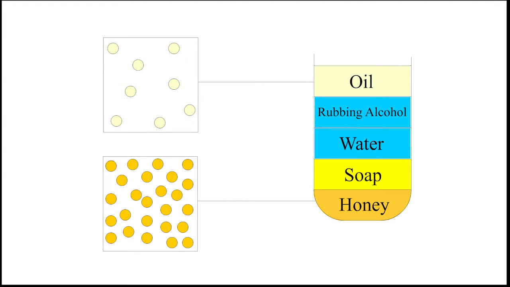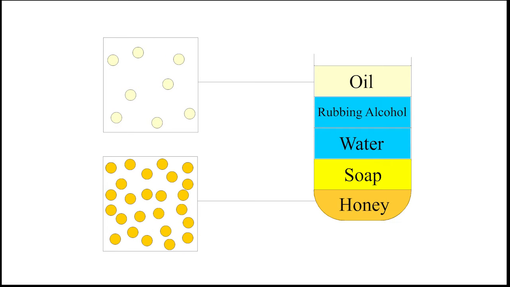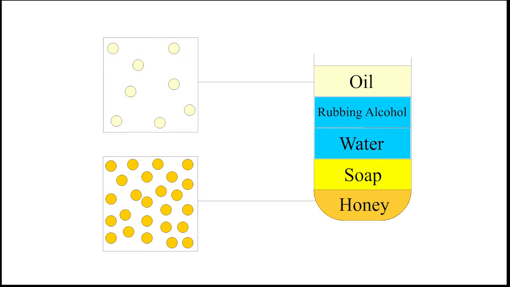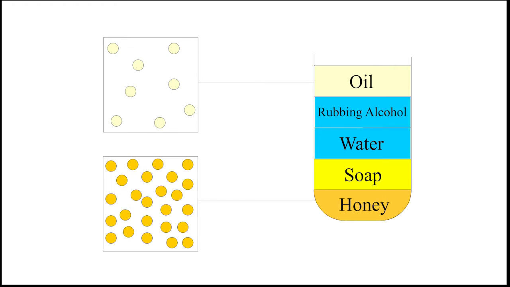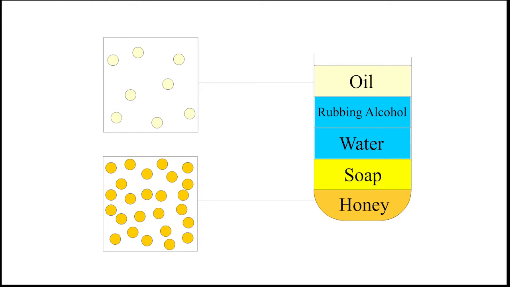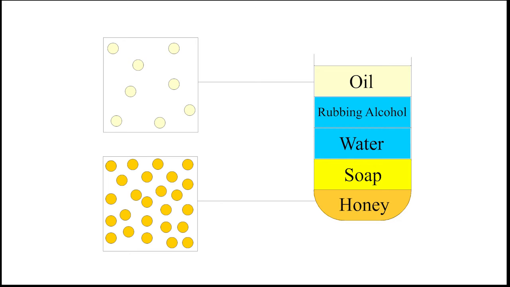Some liquids have a lot of those tiny particles and they're all crammed together. They have a higher density and are generally heavier, so they sink to the bottom. Some liquids don't have a lot of particles and they're spread far apart. Those liquids generally have a lower density and so they float to the top.